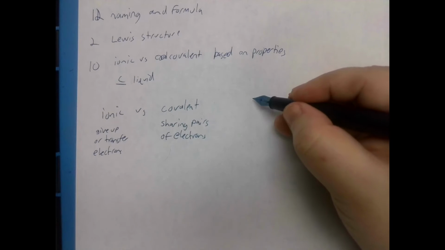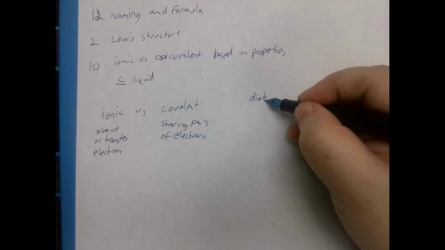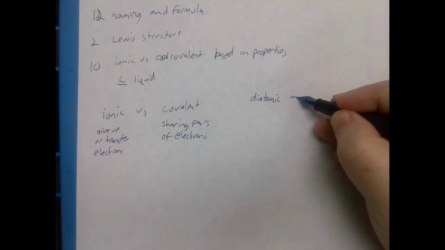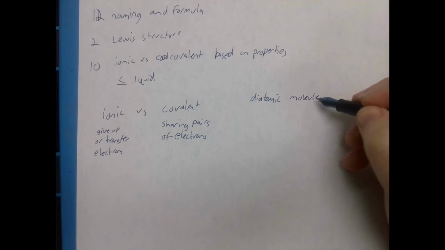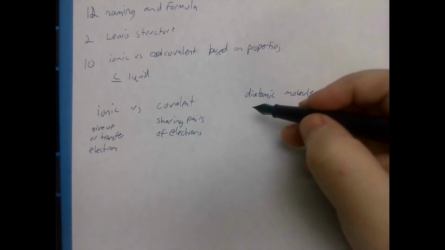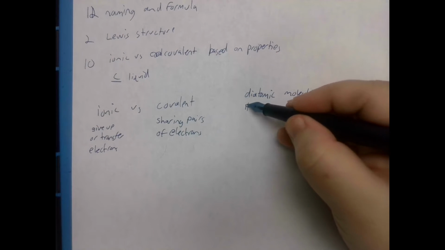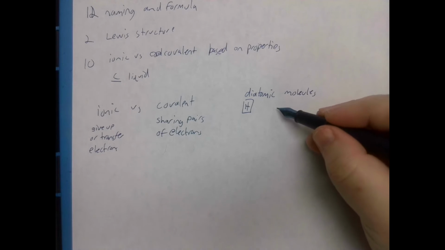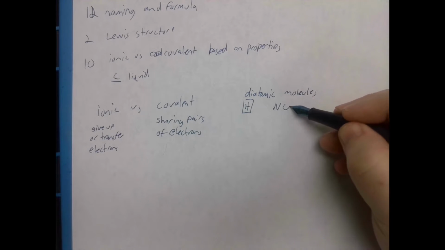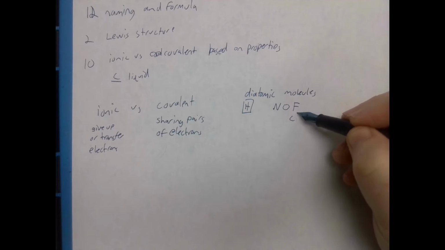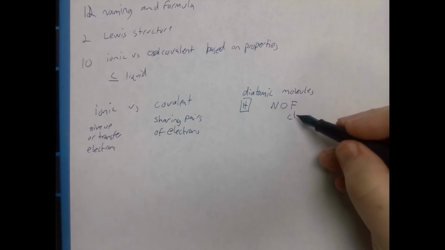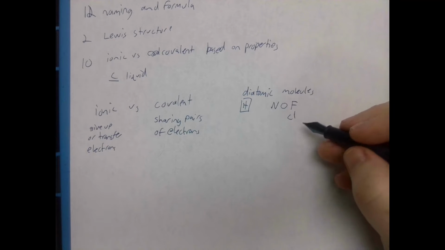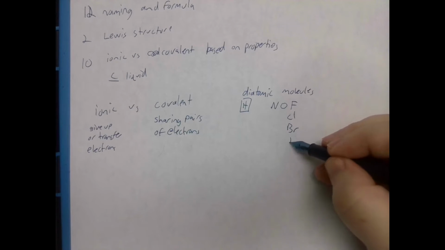You should know your diatomic molecules. What are they? You got your hydrogen itself. Then you're going to have your L shape. Nitrogen, oxygen, fluorine, chlorine. And under chlorine is bromine. And then iodine, right?